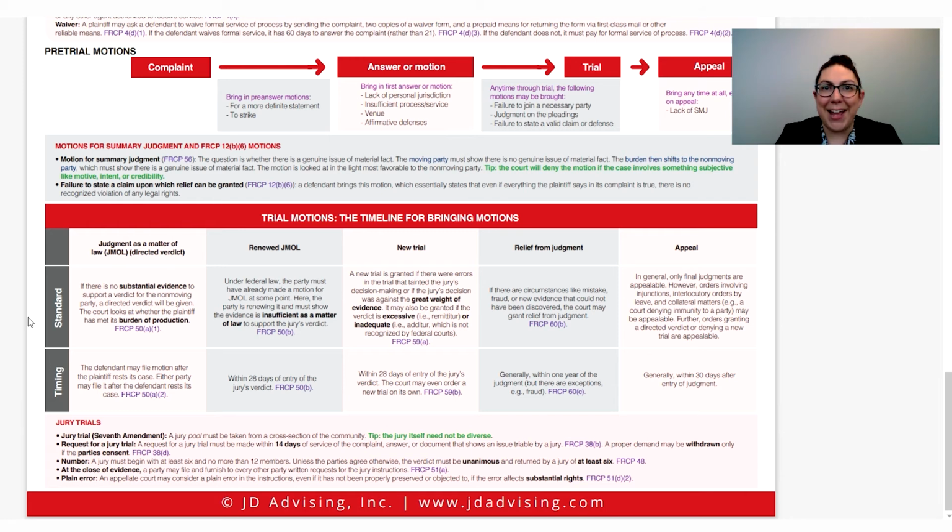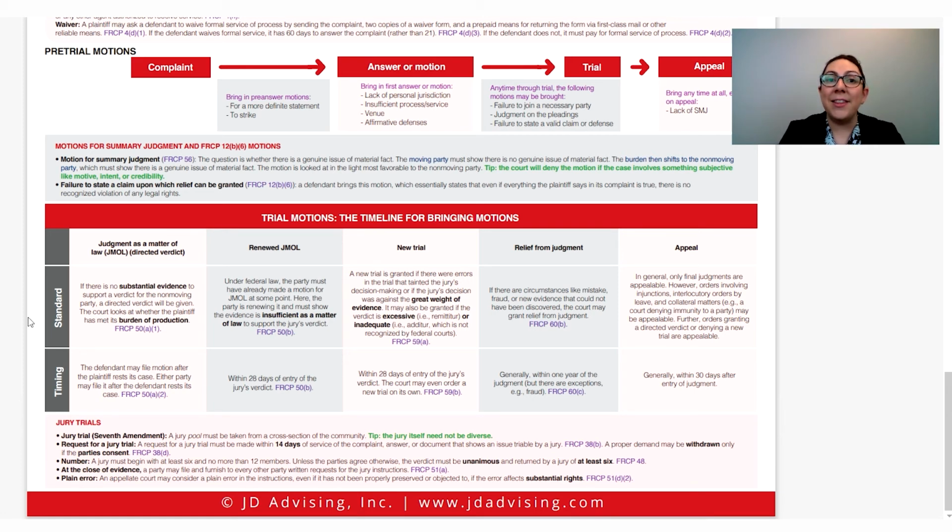Let's say the judge denies that motion and sends the case to the jury, and the jury renders a verdict and you don't like the verdict. One of the parties is going to be upset by the verdict that the jury comes back with. That party can file a renewed judgment as a matter of law motion. After the jury's verdict, this is filed within 28 days of the verdict, and the party filing this motion argues that the evidence was insufficient as a matter of law to support the jury's verdict.